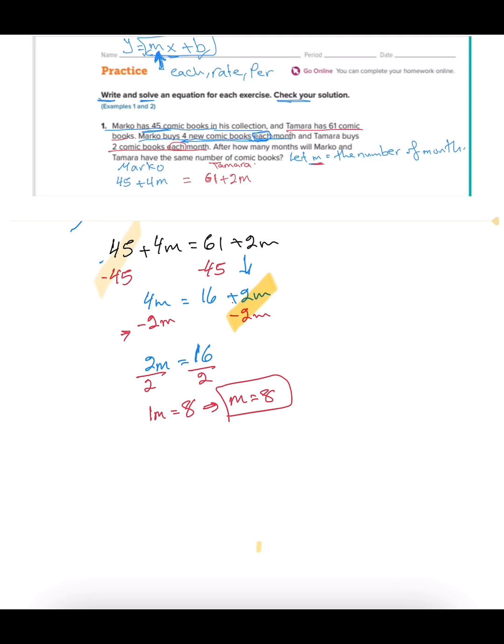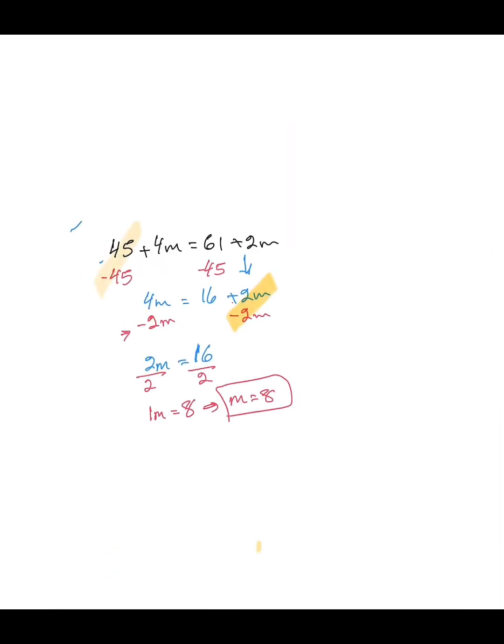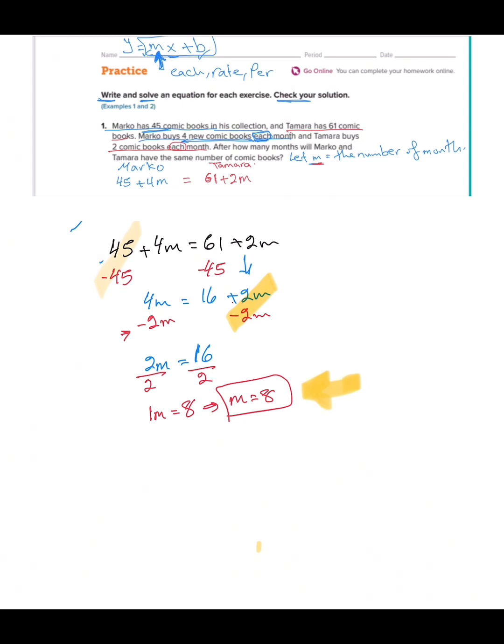Okay, and the question: how many months will Marco and Tamara have the same number of comic books? As we said, after 8 months. We will write months. We finish part 1, question 1. Let's move to question 2.